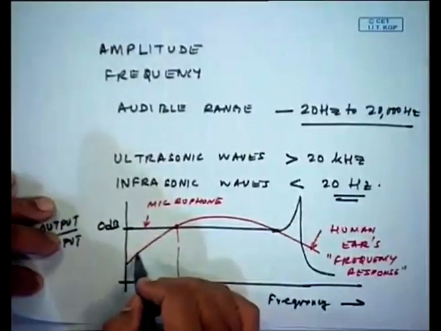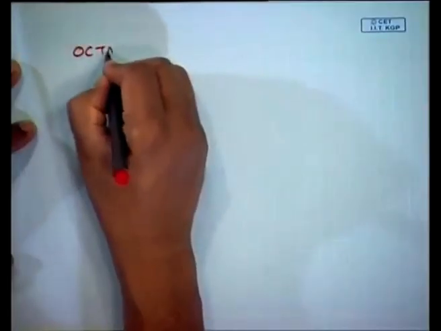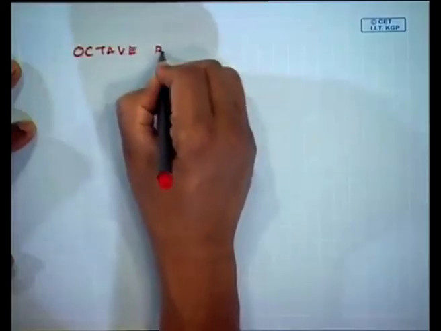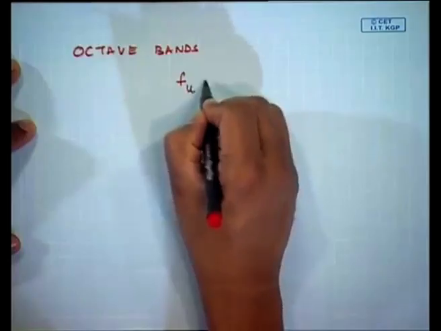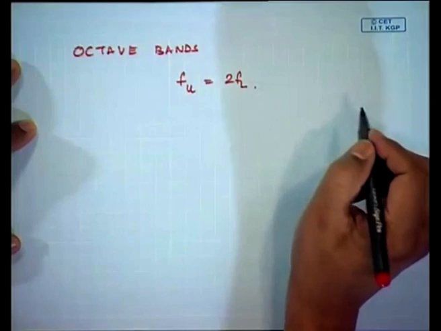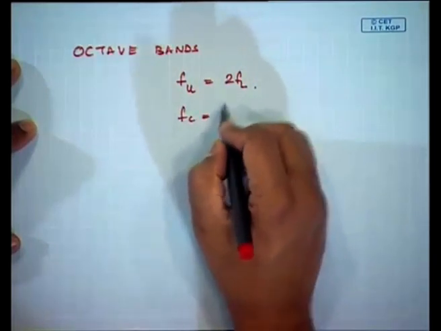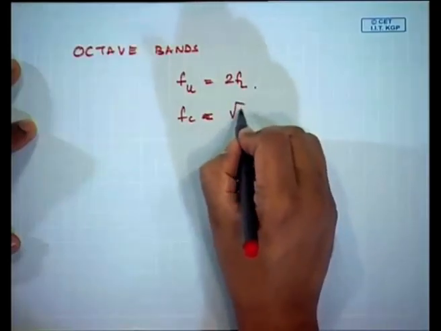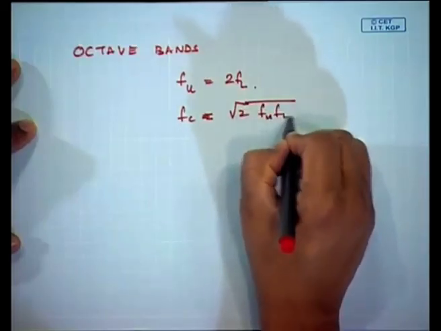And these bands, this could be divided into octave bands. Okay, you know what octave bands are? Octave bands are those frequency bands where the F upper is nothing but twice of F lower. Okay, and the center frequency is √2 of F lower.